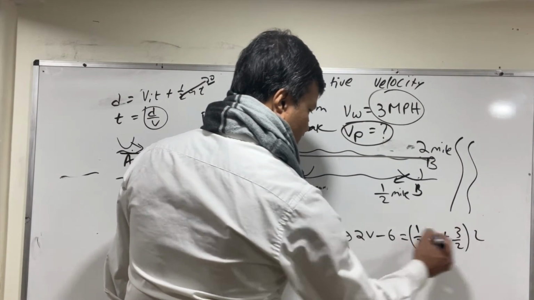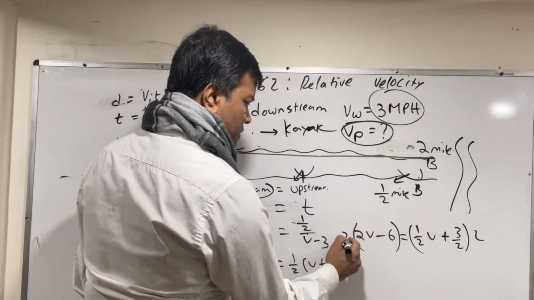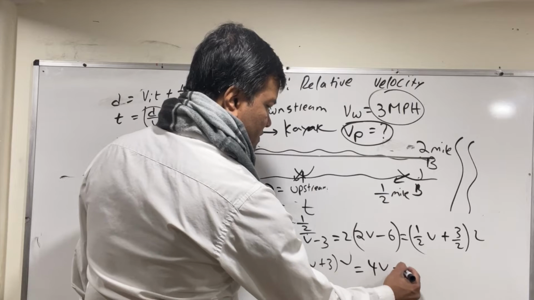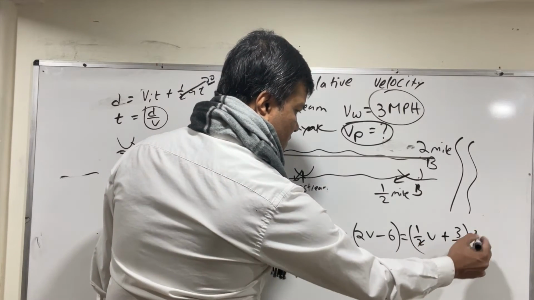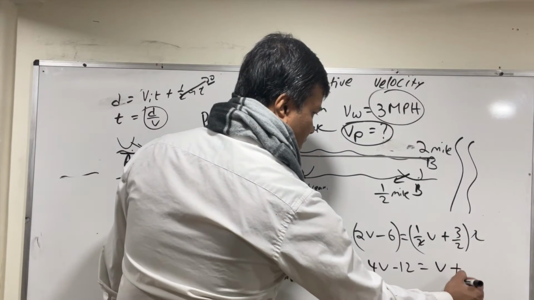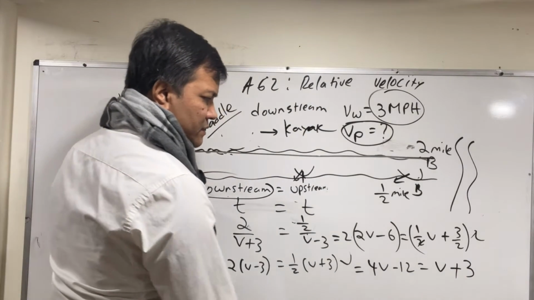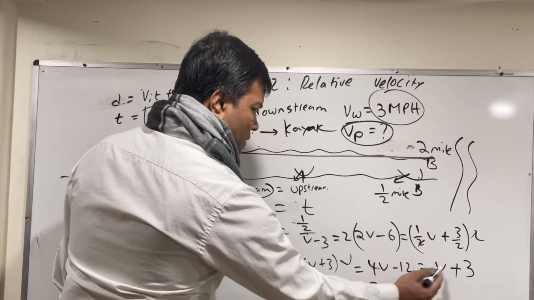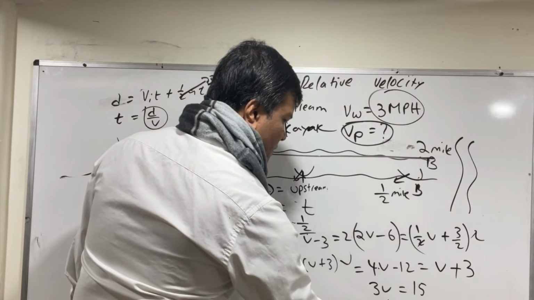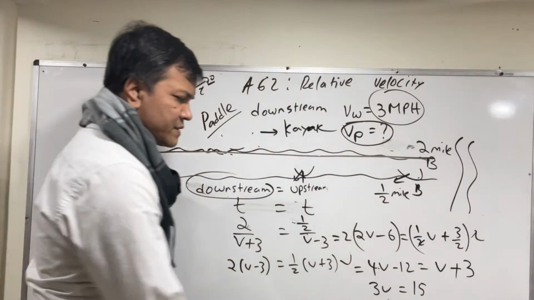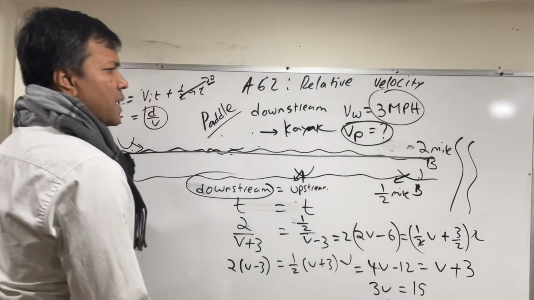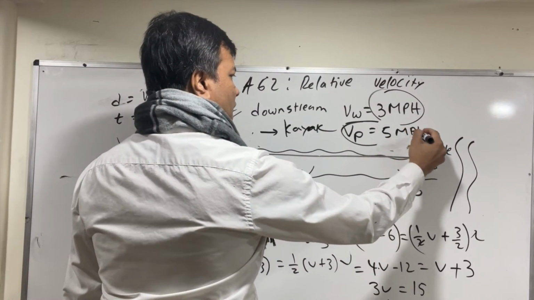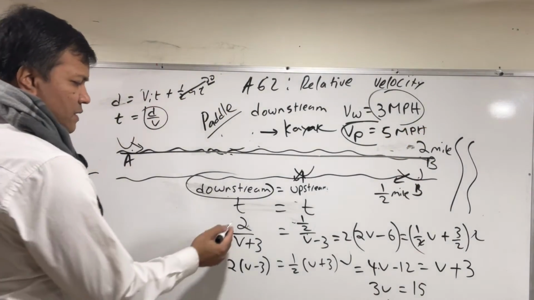Now you multiply both sides by 2. So what are you going to get? You're going to get 4v minus 12 is equal to v plus 3. So 4v minus v would be 3v is equal to 12 plus 3, which is of course 15. Velocity is, as you see, 5. So your paddling is 5 miles per hour.